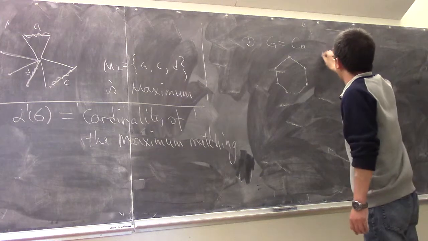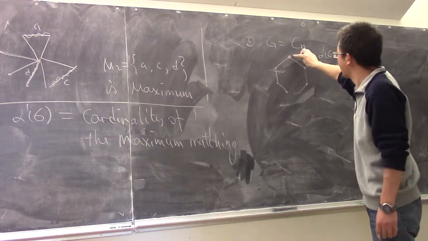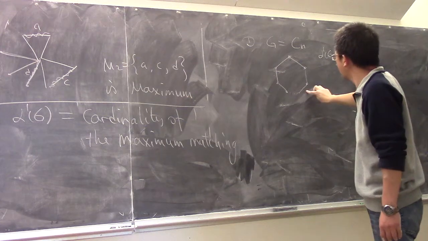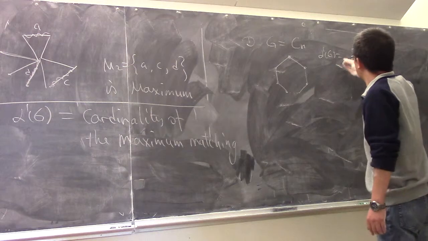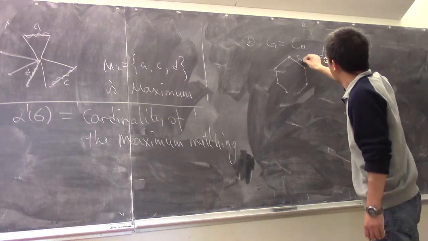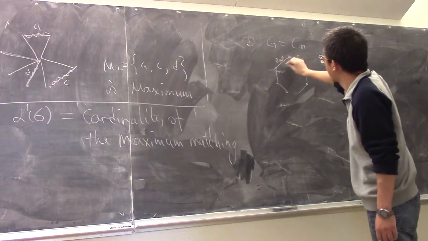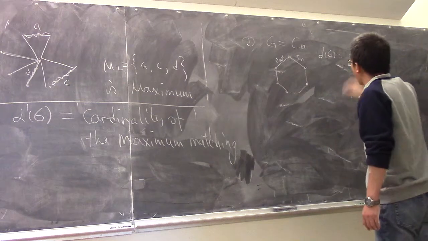alpha prime of G. Of course, if I start from here, it's in, out, in, out, in, out, in, out, right? But anyway, if n is an even number, then if this is in, you can match this to be out, right? Not in, not in. So therefore, this is going to be n over 2 if n is even.